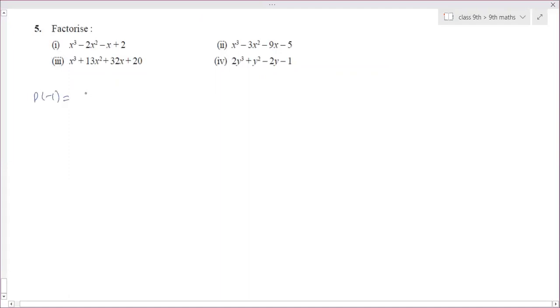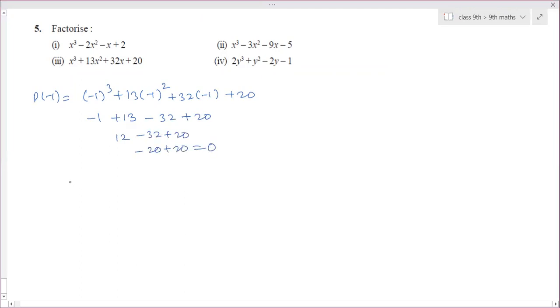P of minus 1: substitute. Minus 1 cube plus 13 into minus 1 square plus 32 into minus 1 plus 20. That is minus 1 plus 13 minus 32 plus 20. So it is 12 minus 32 plus 20, minus 20 plus 20 is equal to 0. So x is equal to minus 1 is a zero. So g(x) is equal to x plus 1.